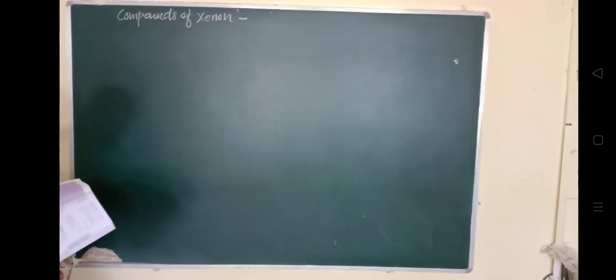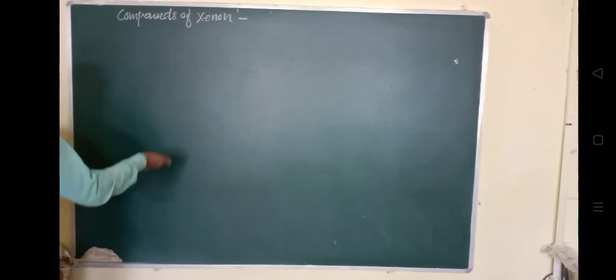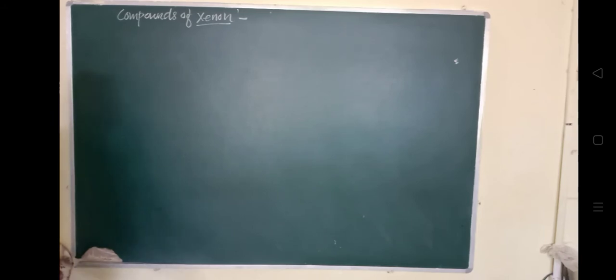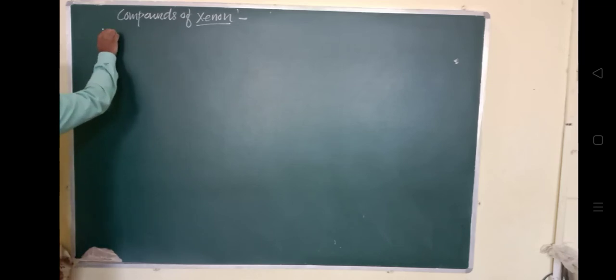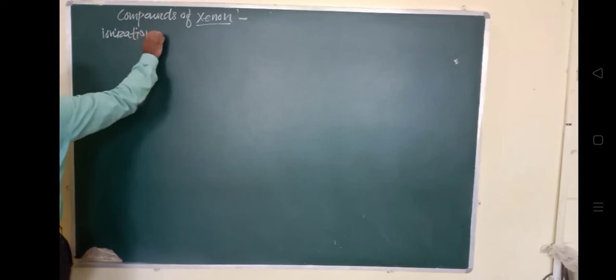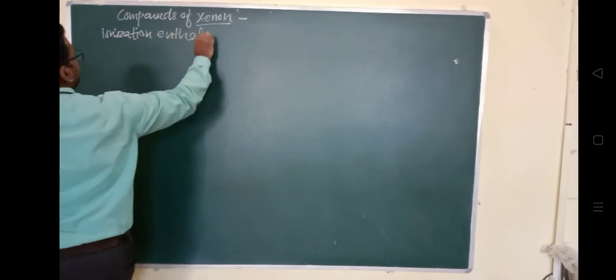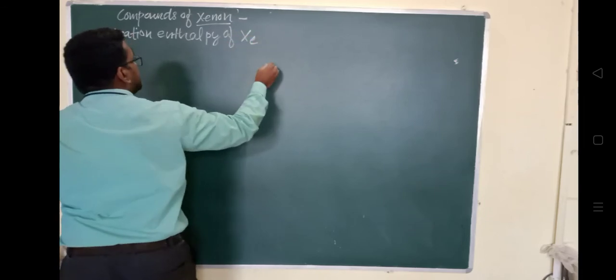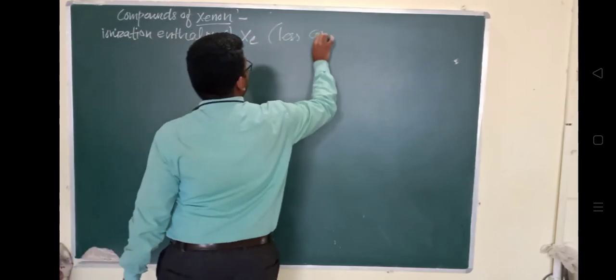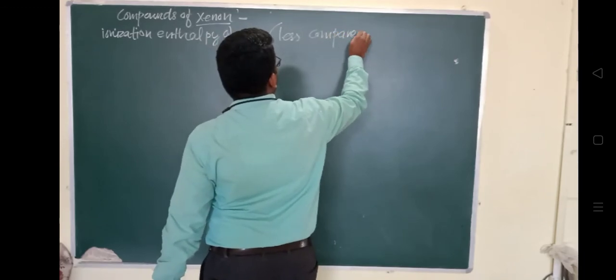Okay, ionization enthalpy. If you check the ionization enthalpy of xenon, it is less compared to other group 18 elements. तो other group 18 elements से अगर आप चेक करोगे, xenon की थोड़ा सा कम है. And that's why it is reactive. जिसकी ionization enthalpy ज़्यादा है वो ज़्यादा reactive नहीं होता. So the ionization enthalpy of xenon is less compared to other group 18 elements, and that is the reason.